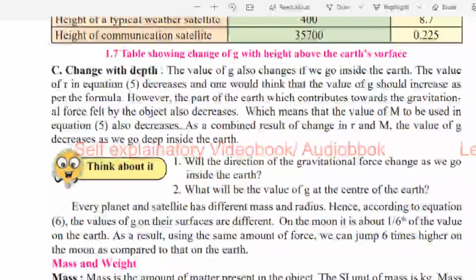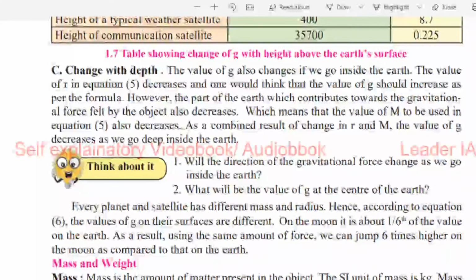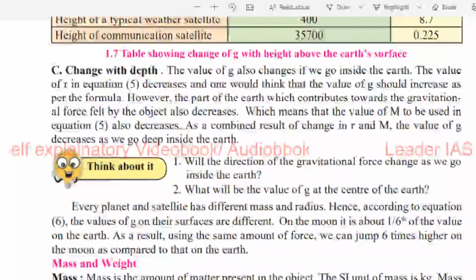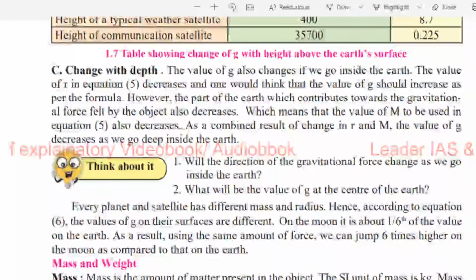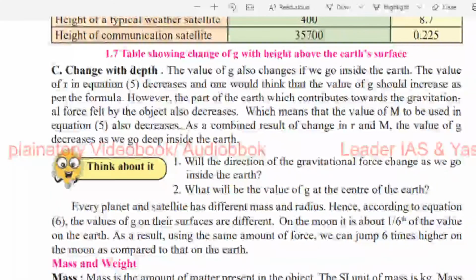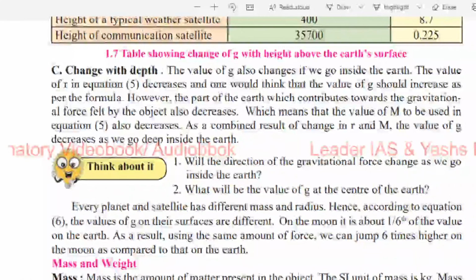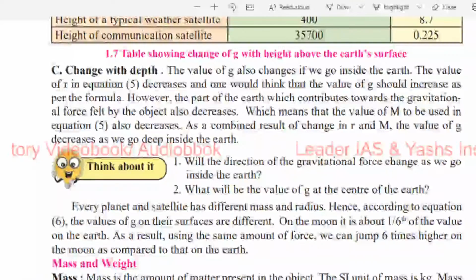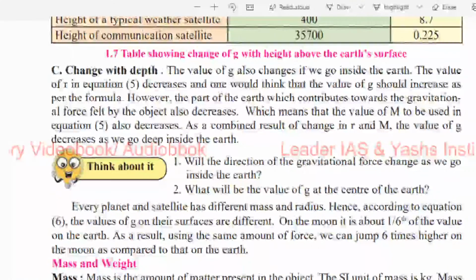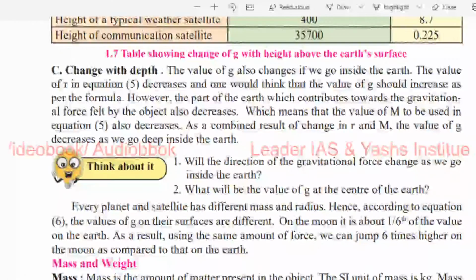Every planet and satellite has a different mass and radius. Hence, according to equation 6, the values of small g on their surface are different. On the Moon, it is about 1/6th of the value on the Earth. As a result, using the same amount of force, we can jump 6 times higher on the Moon as compared to that on the Earth.